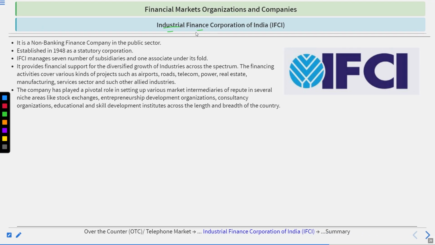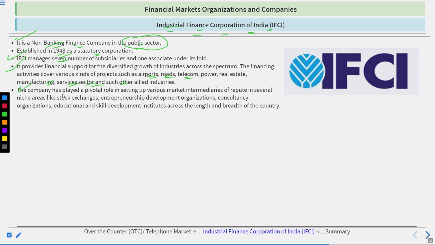Now we have the Industrial Finance Corporation of India, IFCI. It is actually an NBFC, a non-banking company in the public sector, which means government owned. Established in 1948 as a statutory corporation, it manages 7 subsidiaries and 1 associate under its holding. It provides financial support for the diversified growth of industries across the spectrum. Financial activities cover various kinds of projects like airports, roads, telecom, power, real estate, manufacturing, service sector, and such other allied industries.